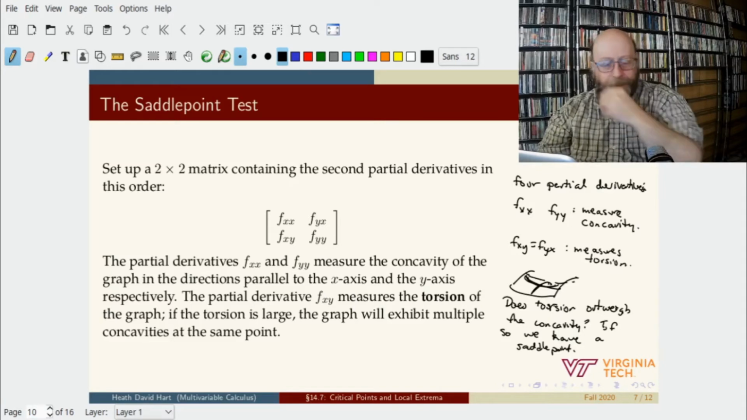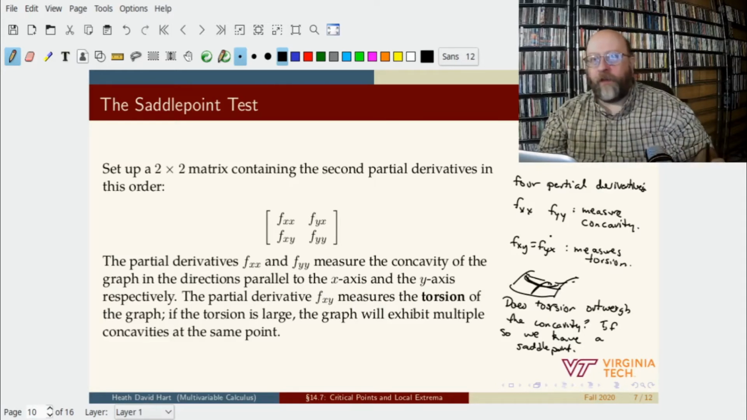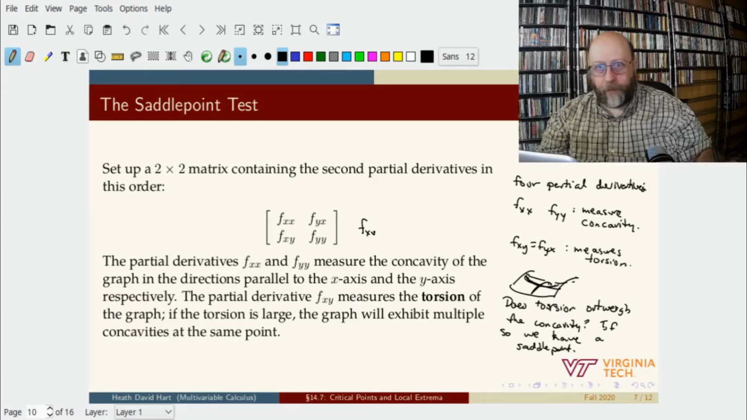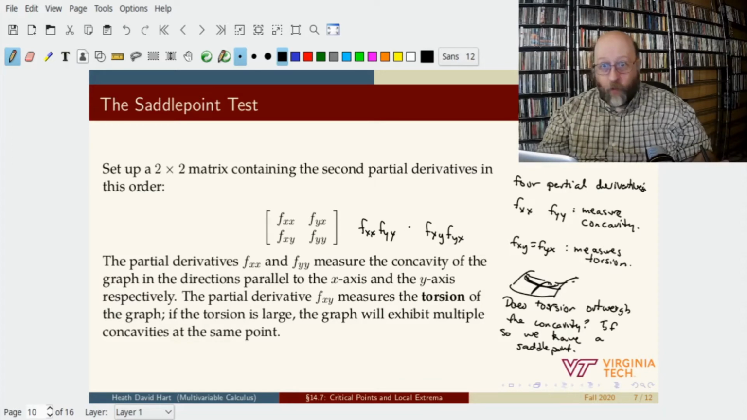Okay? And the way we're going to do this is we're going to take the 2 concavity values and multiply them together. So we're going to multiply fxx times fyy. And we're going to take the 2 torsion coefficients and multiply them together. Again, these should be the same. And we want to know which one's bigger. The way we can do that is to take their difference and see if the difference is positive or negative.